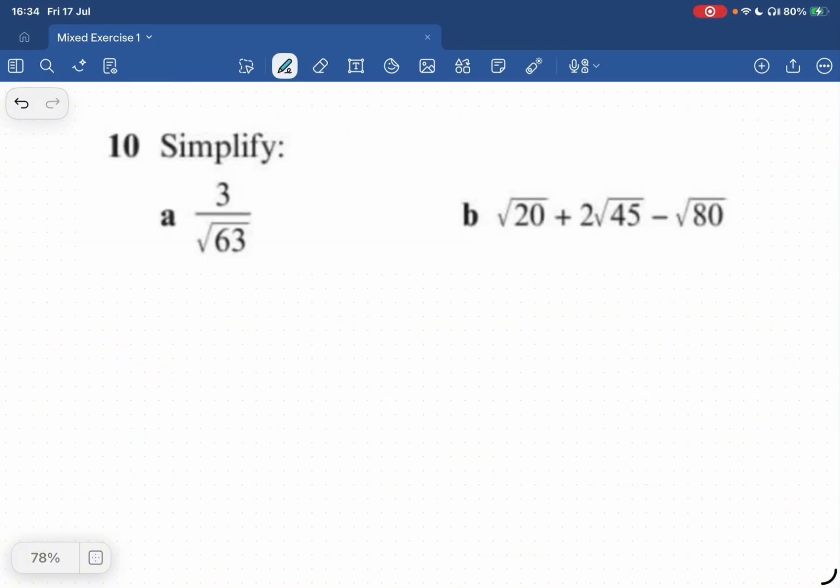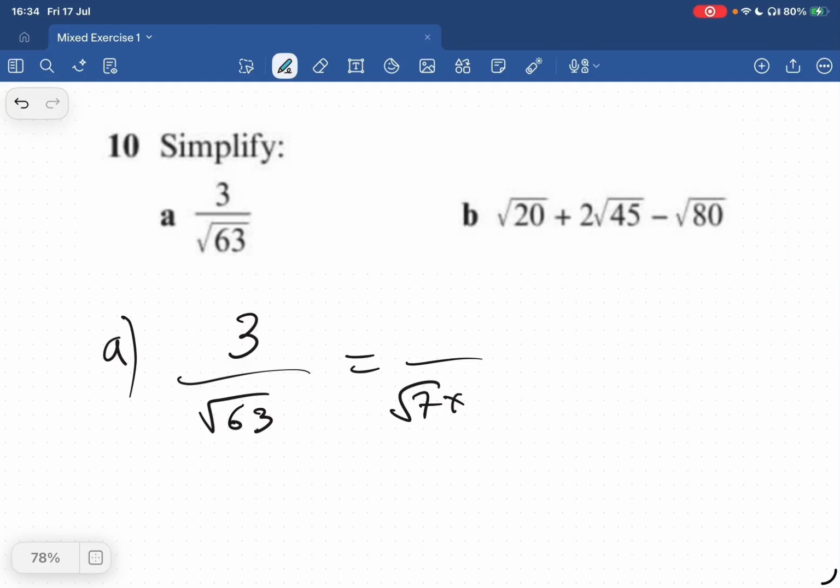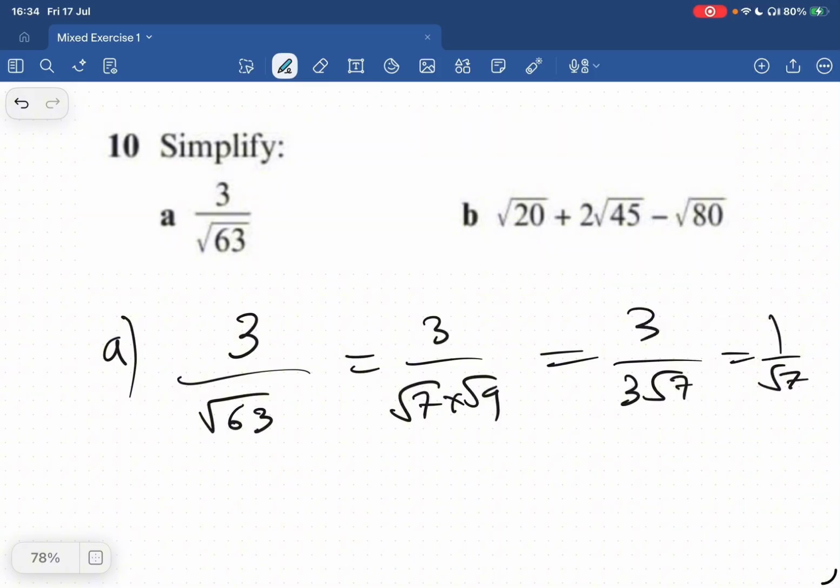Question 10. Now we need to simplify these surds. Okay, and what comes to mind straight away is the square root of 63, which is divisible by 7 and 9. So we can write it as 3 root 7. Then 1 over root 7, we multiply top and bottom by root 7, which gives root 7 over 7.